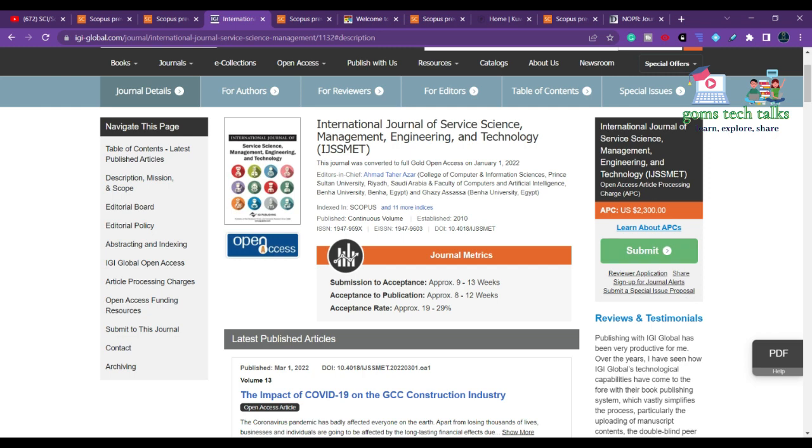So here you can find the information. On the first page itself, they have told that they are charging nearly $2,300 as an article processing charge. So 2,300 is, in rupees, nearly 1,87,528.